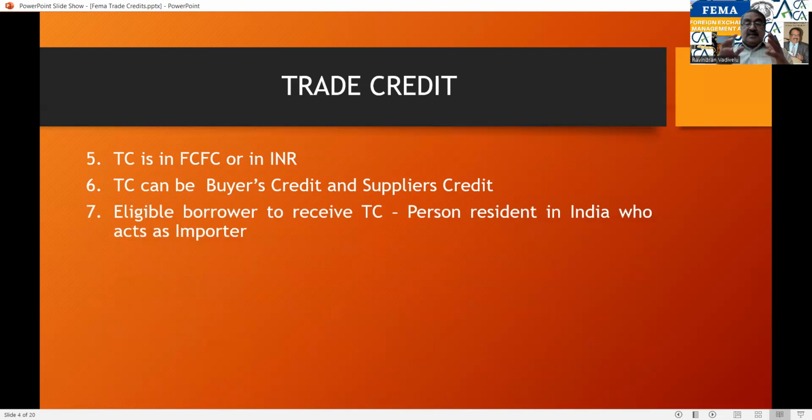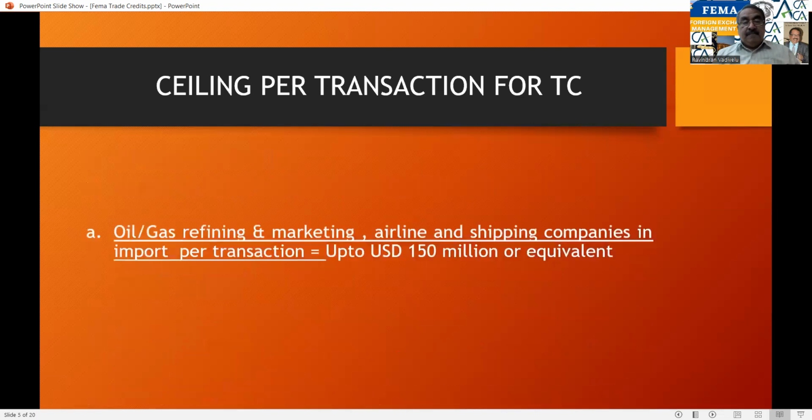And who is eligible to receive the trade credit? The eligible borrower is the person resident in India. He should be resident in India and act as an importer. So he is an importer who imports capital goods or non-capital goods, but the very, very important condition is that the person should be a resident in India.